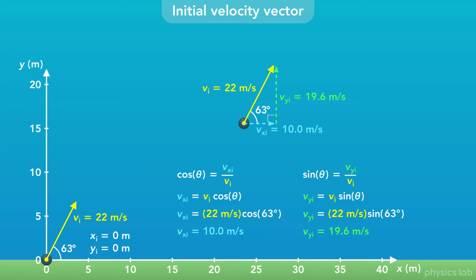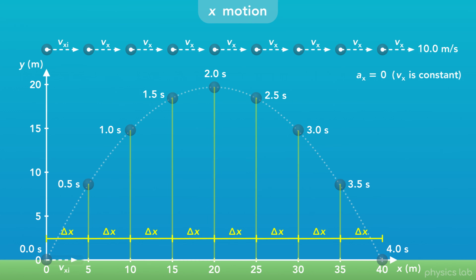When working with projectile motion, we're usually given the initial height and the initial velocity vector. We need to find the components of the vector, which are the initial x and y velocities. Then we can study the horizontal and vertical motion separately. There's no horizontal acceleration, so the x velocity is constant. It's always the same as the initial x velocity, and the object moves the same horizontal distance every second.